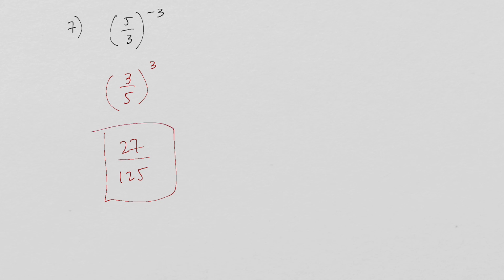Number 9 is negative 1 to the 20th power. 1 to any power is going to remain 1. The only question is whether it's going to be a negative or a positive. Well, this negative is being multiplied out an even number of times, so it's going to become positive. So this is a positive 1. Notice if this was a 19th power, the answer would have been negative 1.